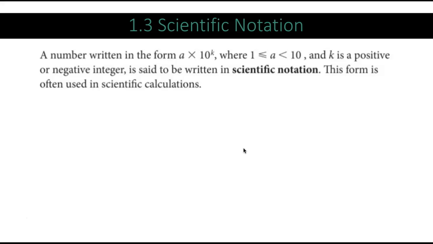The most important part for you to remember is that in order for a number to be written correctly in scientific notation, there can only be one non-zero digit in front of the decimal point. It cannot be zero. That's why you see there that it says a has to be greater than or equal to 1, but less than 10.